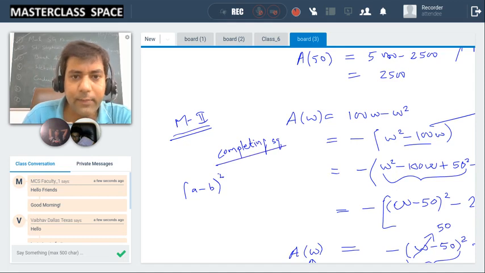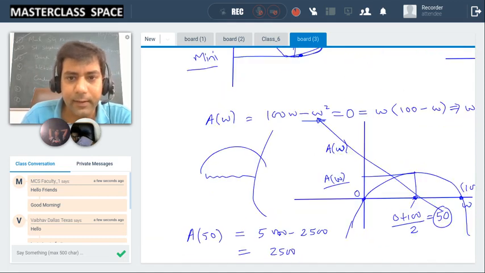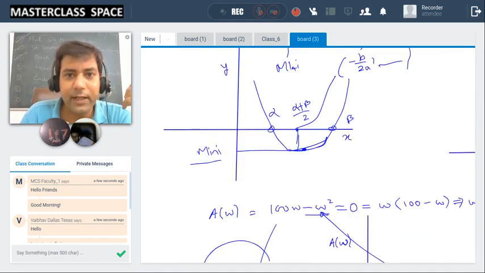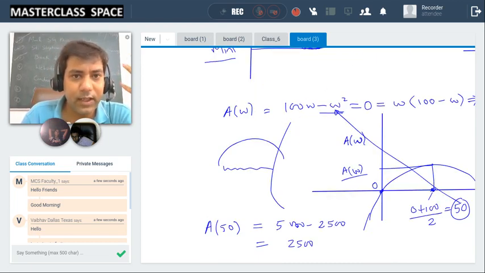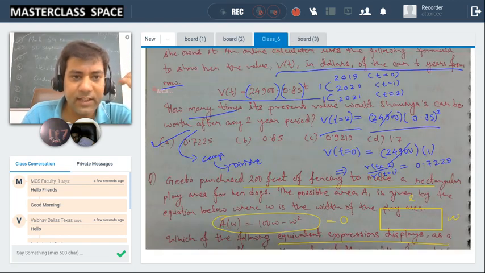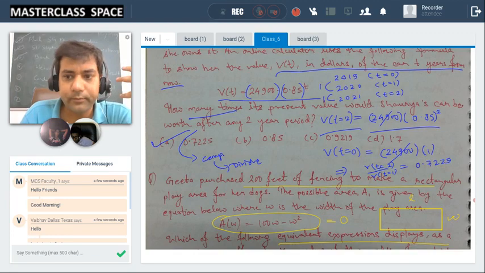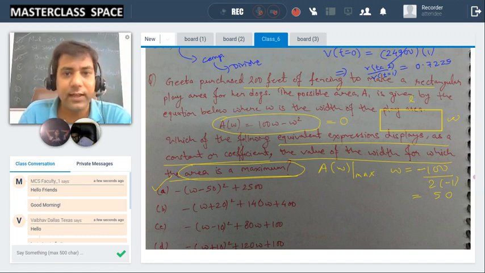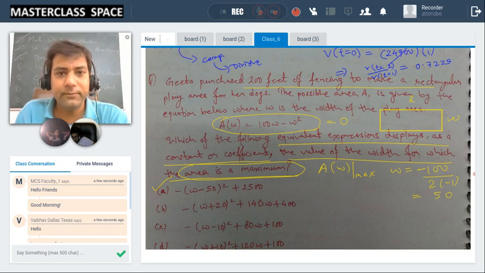Or by doing a bit of the graphical method, you find the roots, take its midpoint, or you do it minus b by 2a directly. So the question was very good. It was asking which expression is actually going to tell you what can be the value of W so as to have maximum value of the area. Very beautiful question.